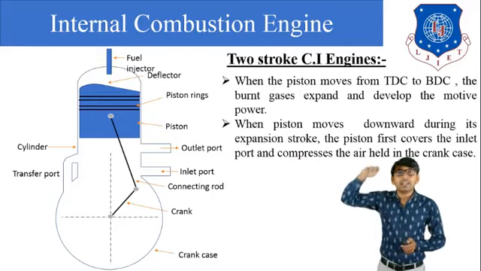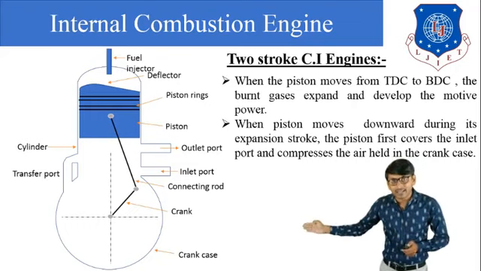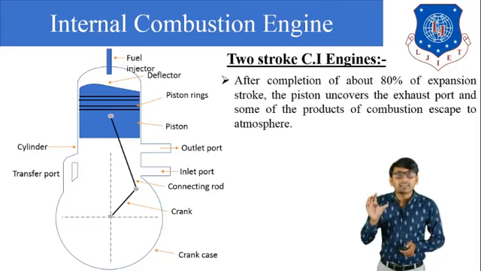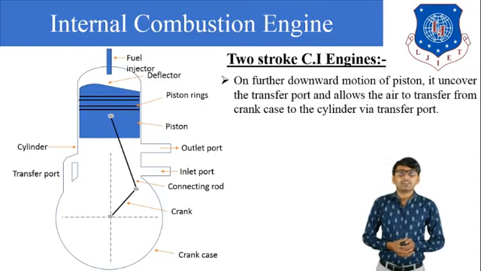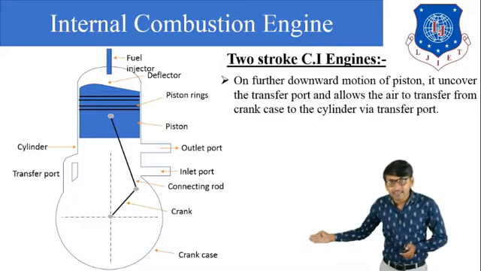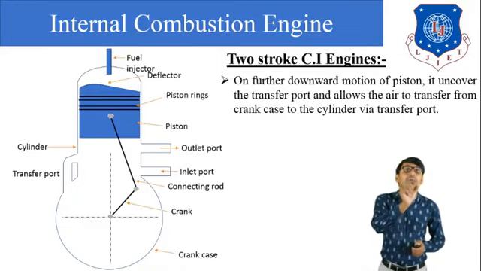And when the piston moves in the downward direction, first it covers the inlet port and compresses the air present in the crankcase. After completion of about 80% of the expansion stroke, the piston uncovers the outlet port, so some amount of high temperature gas is released into the atmosphere by the outlet port. Then with further downward motion, the piston uncovers the transfer port, so the air present in the crankcase is transferred to the upper side of the piston by the transfer port.